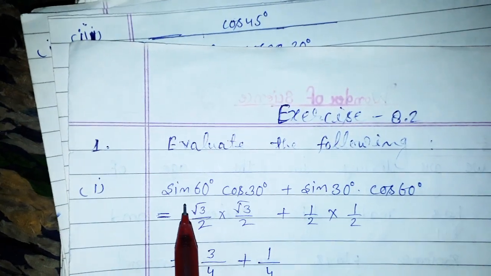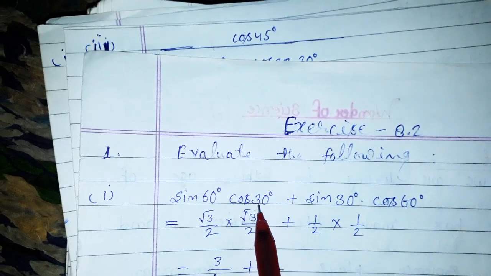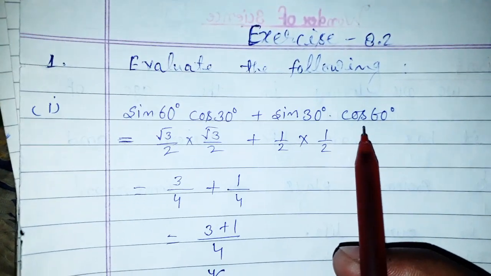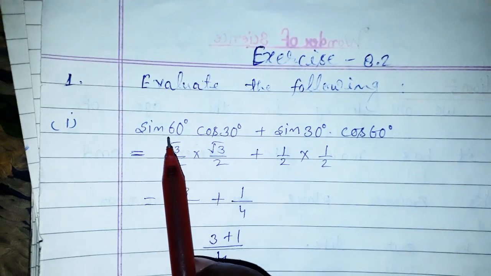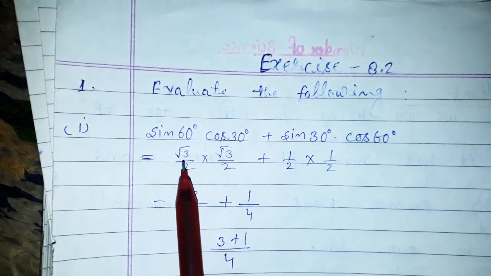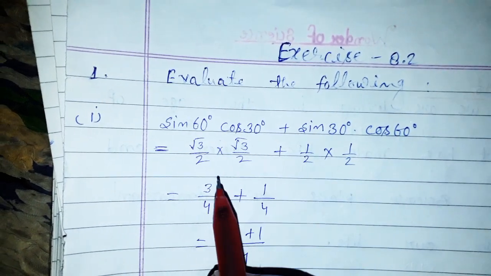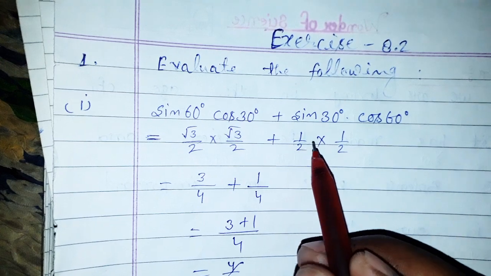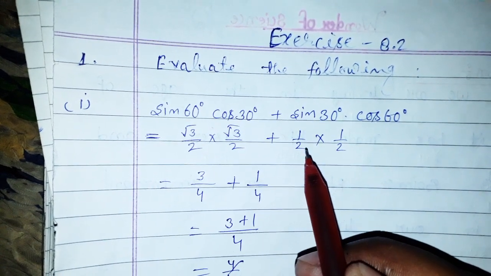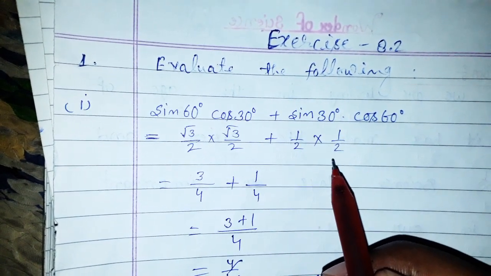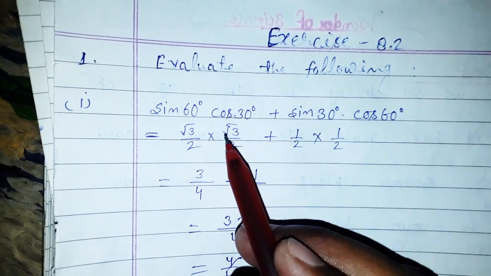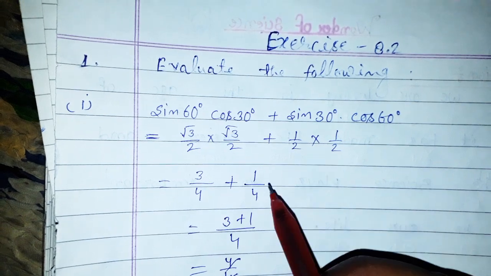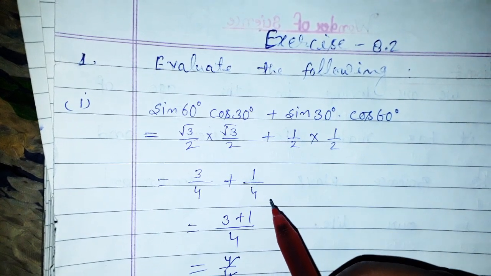First is sin 60 cos 30 plus sin 30 cos 60. So what is the value of sin 60? Sin 60 is root 3 upon 2. Cos 30 is root 3 upon 2, plus sin 30 is 1 upon 2 and cos 60 is 1 upon 2. So root 3 into root 3 is 3, 2 into 2 is 4, 1 into 1 is 1, and 2 into 2 is 4.